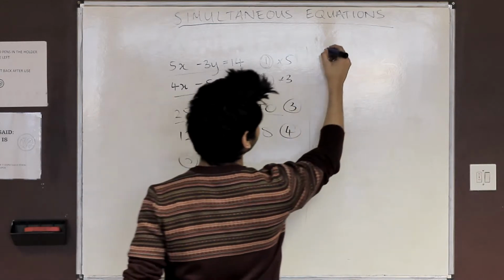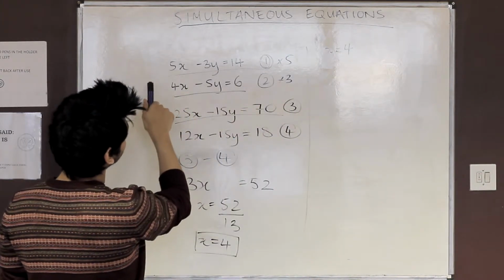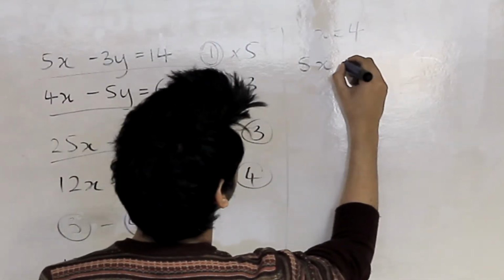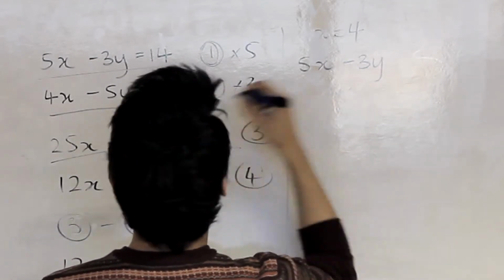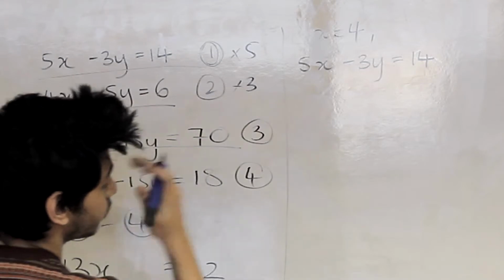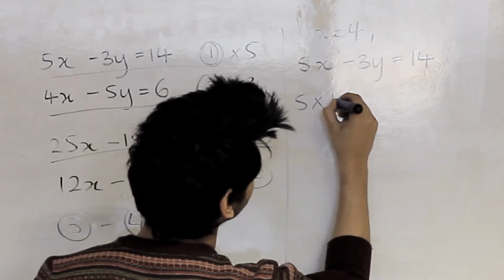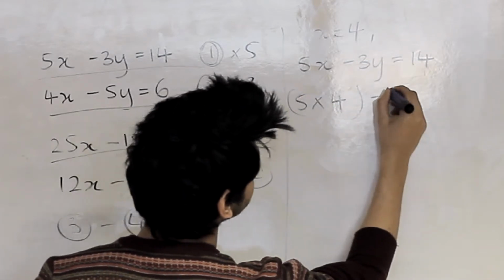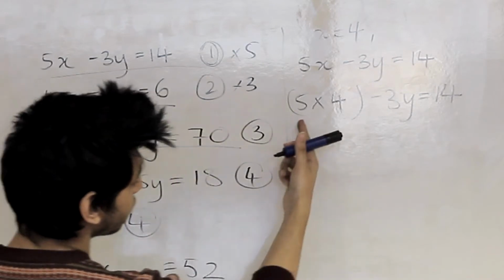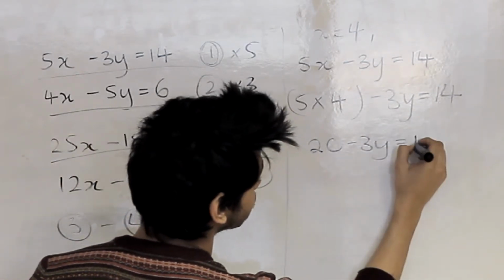We worked out x equals 4. We plug this into our first equation. Okay? So I'll rewrite our first equation: 5x minus 3y equals 14. Okay, we know that x is 4, so we're going to substitute that straight in. 5 times 4 minus 3y equals 14. 5 times 4 is 20, minus 3y equals 14.